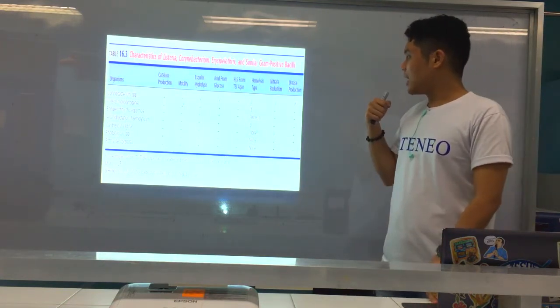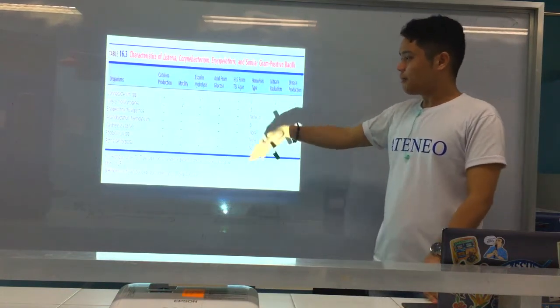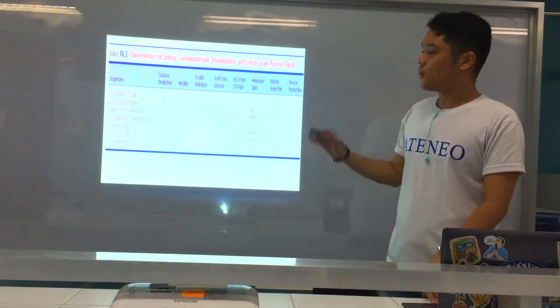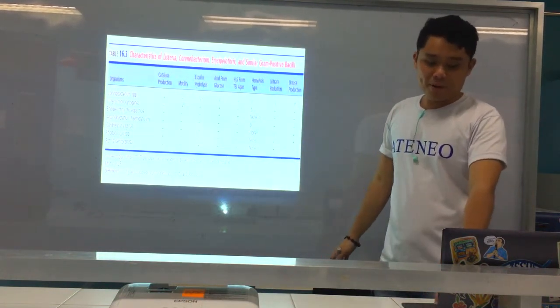Okay, what else. Alright. I think that's for now. Okay, again, those are just characteristics of some of our aerobic gram-positive bacilli.